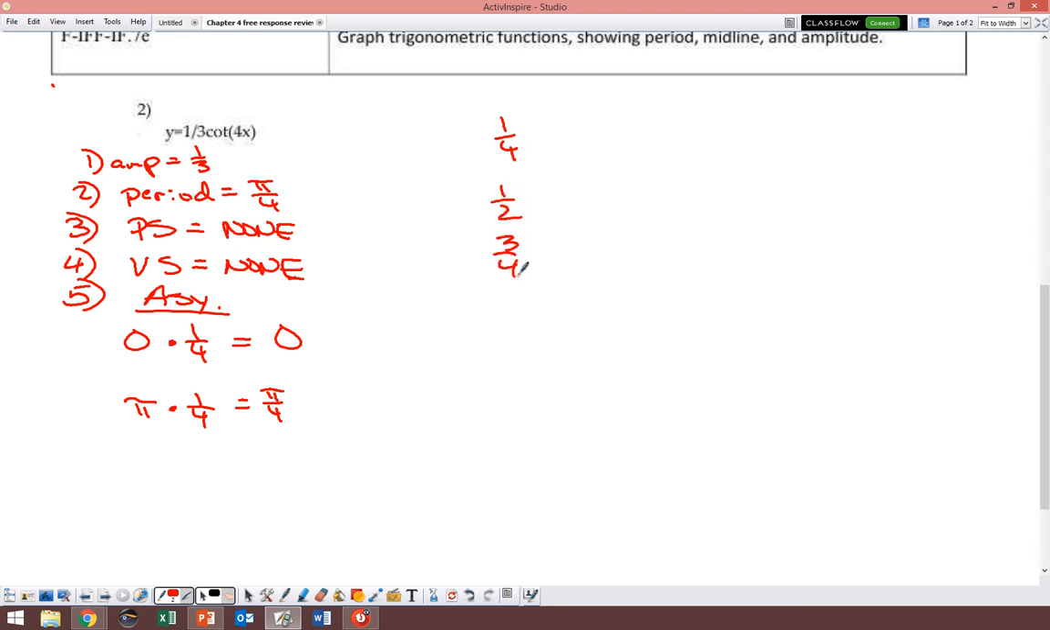Okay. Why do I not have other ones in between? Because that's in between the asymptotes. These are going to be in between our asymptotes, right? Okay. So we multiply this by my period, which is pi over 4, and then I would do my phase shift if needed.